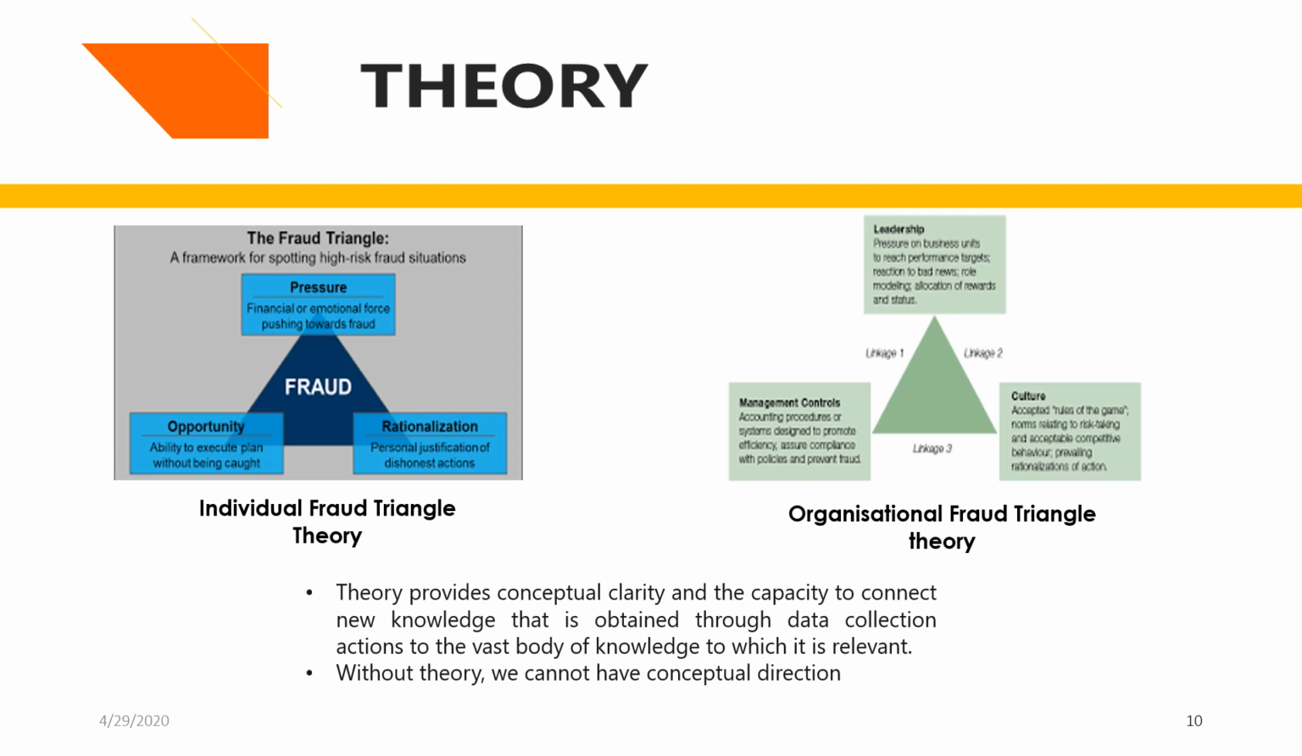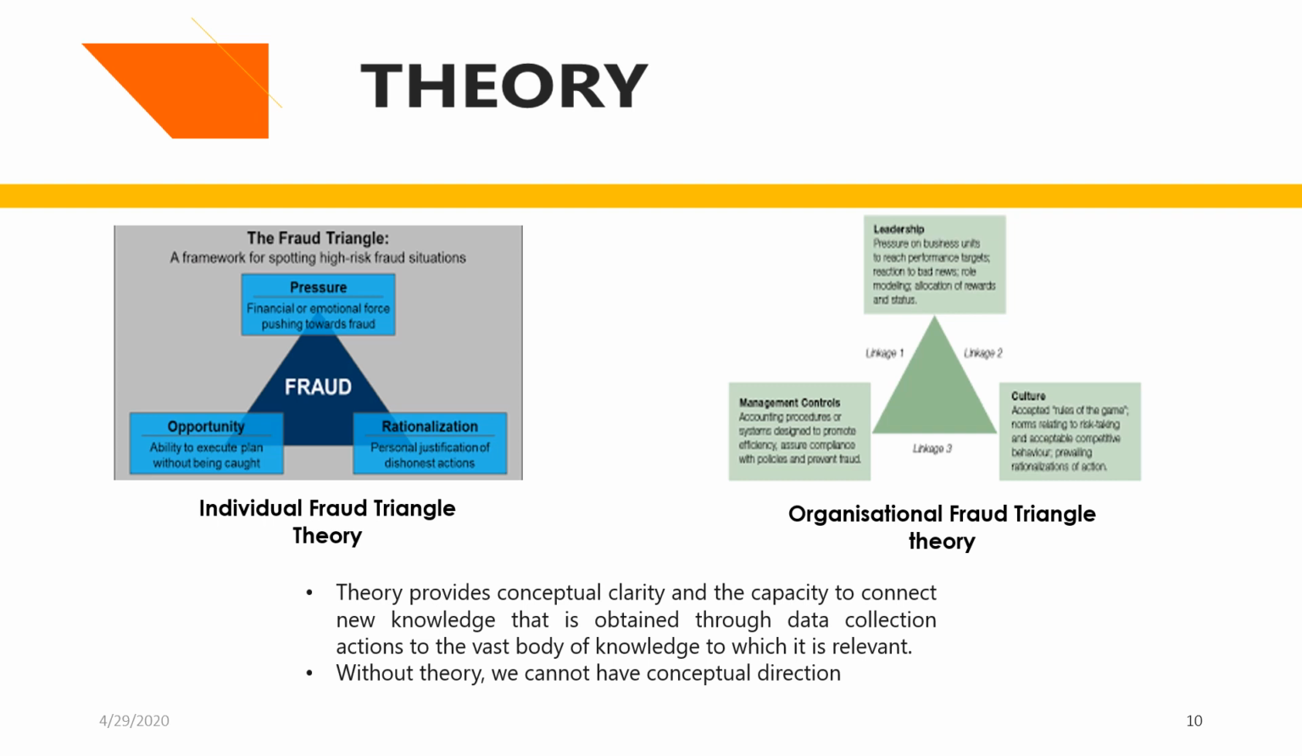The second one is organizational fraud triangle theory. According to organizational fraud triangle theory, you read in detail later what the theory is all about, but at this point I would like to briefly explain that organizational fraud occurs because of three main factors. Number one is the leadership, the quality of leadership. Number two is the culture, and number three is the control system.